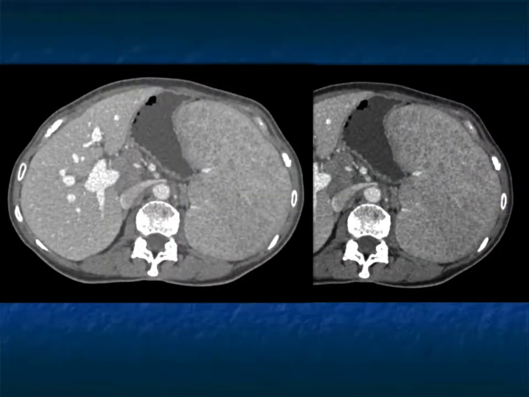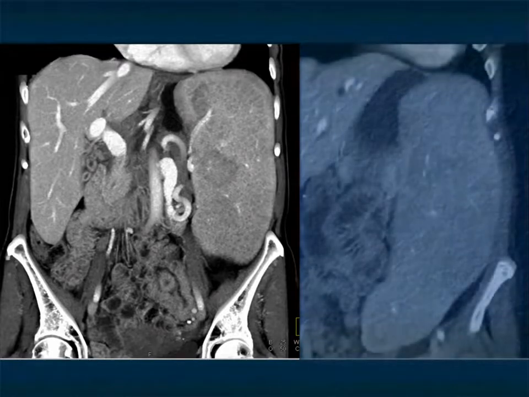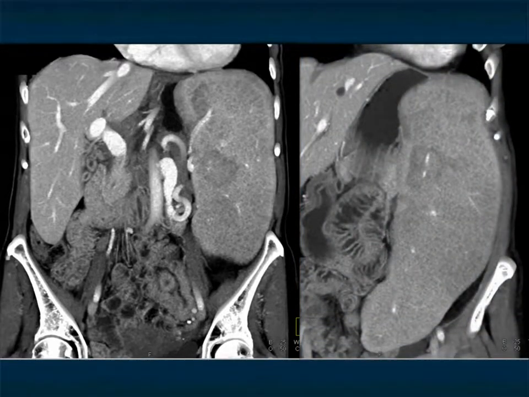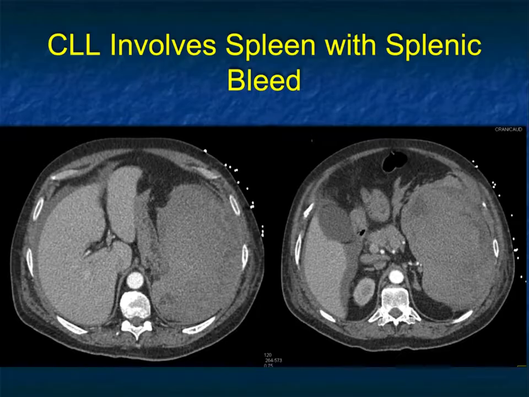And here it is on venous phase. On venous phase, you get that salt and pepper type appearance. It's particularly classic for an infiltrating process such as leukemia or lymphoma, but just a very nice pattern for that. And here it is on the coronal view. Again, look at the size of the spleen. Look how it extends down to the pelvis, and look for all of the textural changes. Very nicely shown.